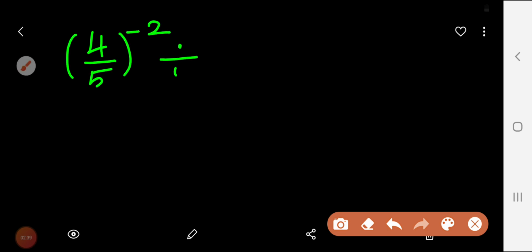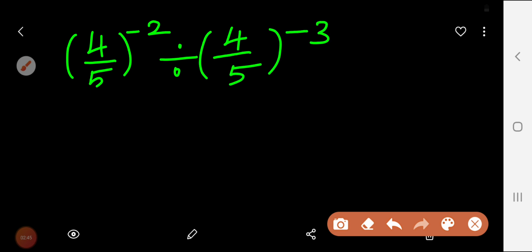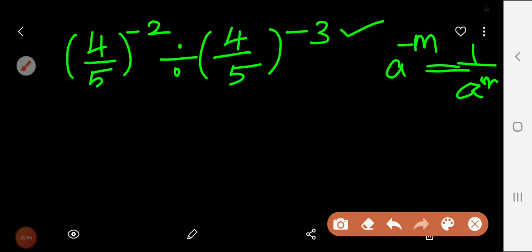Okay. Next, question number 2. The given question is (4/5)^-2 divided by (4/5)^-3. First we have to change the negative power into the positive power. For that we have to use the formula a power minus m equals 1 divided by a power m. That is, the reciprocal of the term will come.